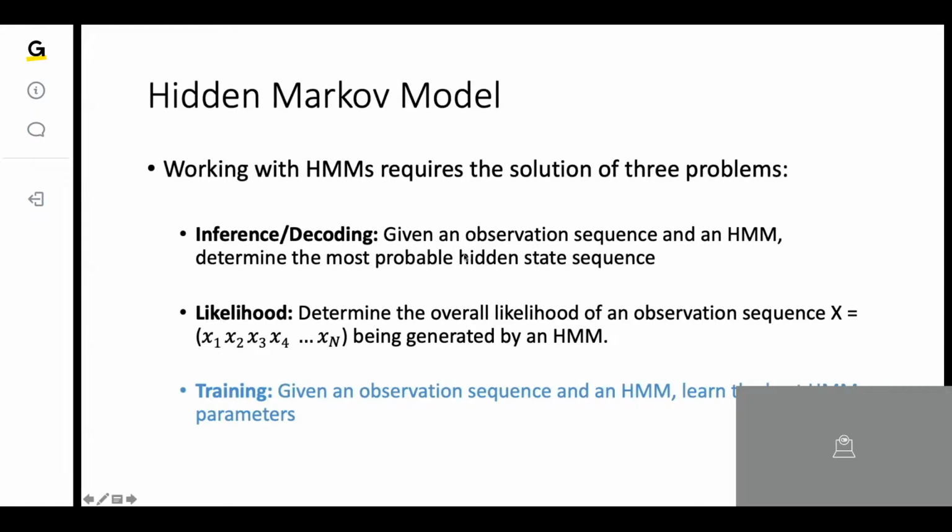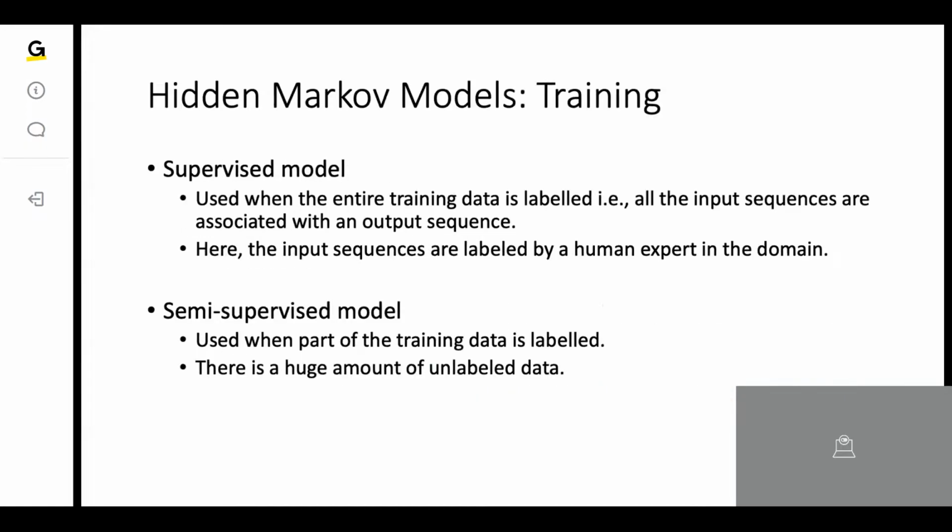So far we discussed inference and the likelihood problem, and next we will discuss training the HMM, that is, estimating the parameters of the HMM. Based upon the availability of labeled data, we can train an HMM in two approaches. If the entire training data is labeled, then we can perform supervised training. But when a huge amount of data is unlabeled, then we have to go for semi-supervised modeling.